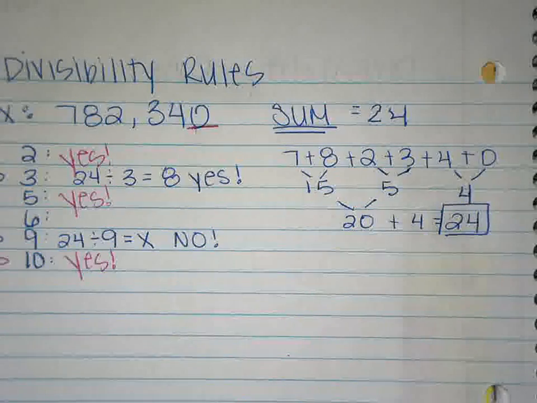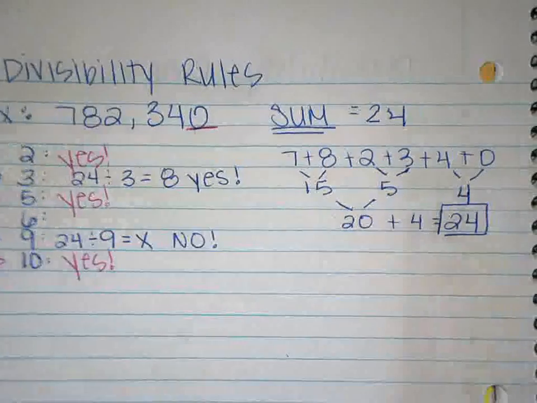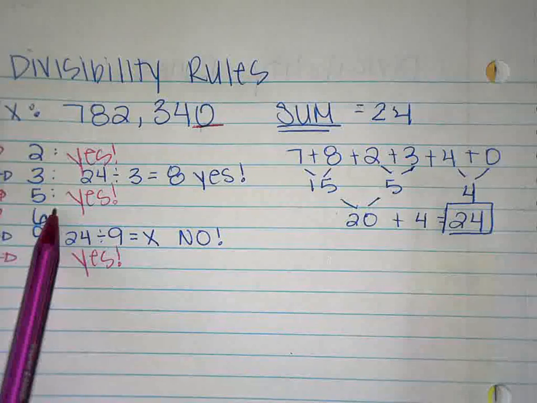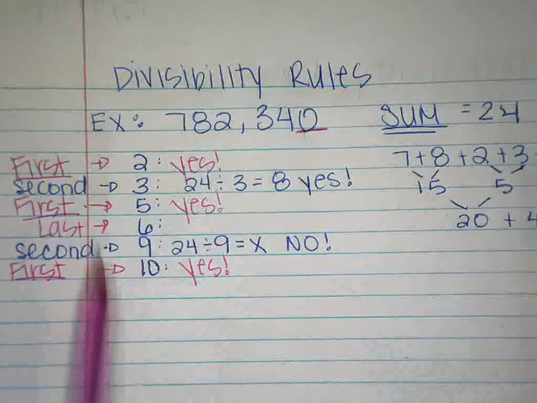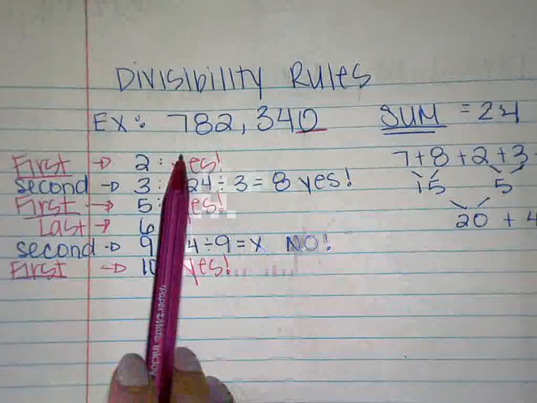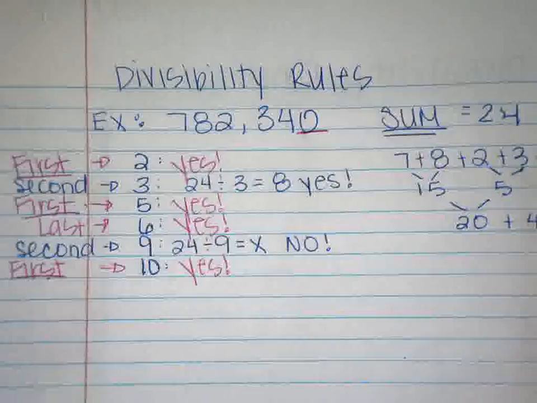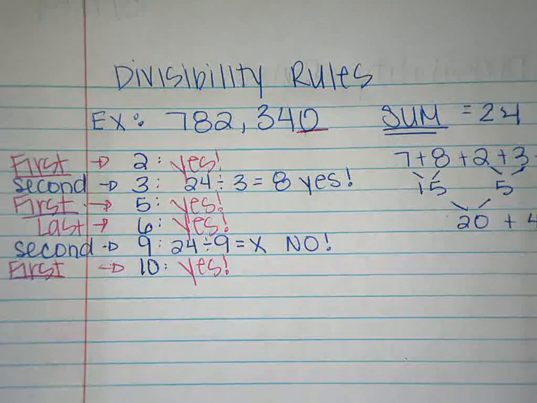The last number that you want to do is your 6. And 6, this number is divisible by 6 if it's divisible by 2 and by 3. So now that I've solved 2 and 3, all I need to do is be like 2, yes, 3, yes. Okay, it's divisible by both 2 and by 3, which means yes, it is divisible by 6 as well. So that's kind of that thought process that you guys want to have when you're doing these problems.